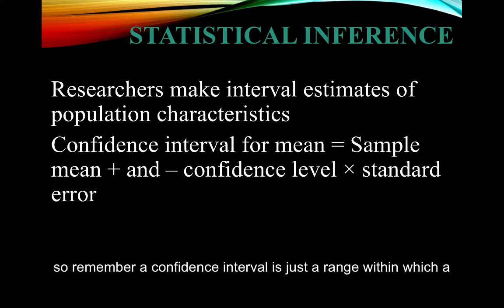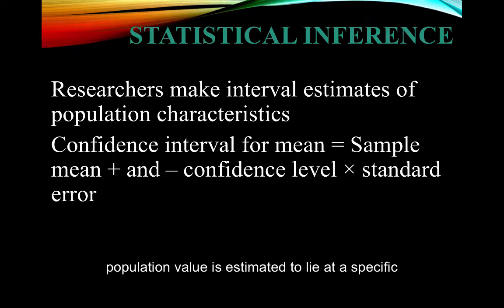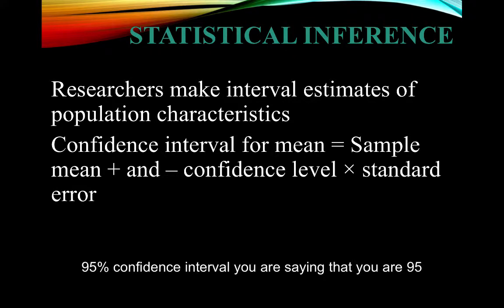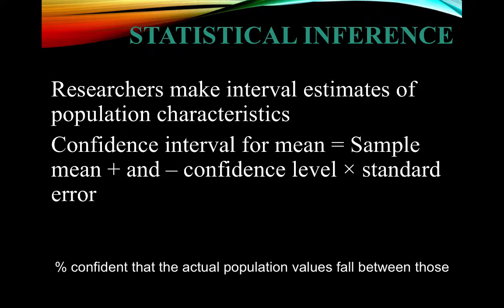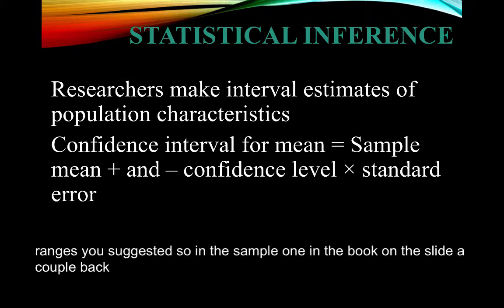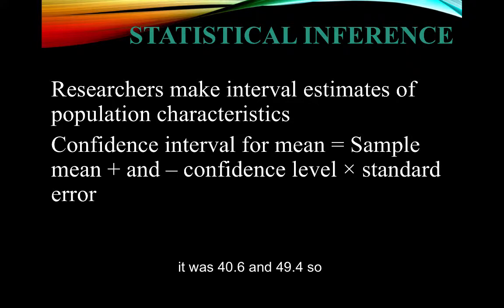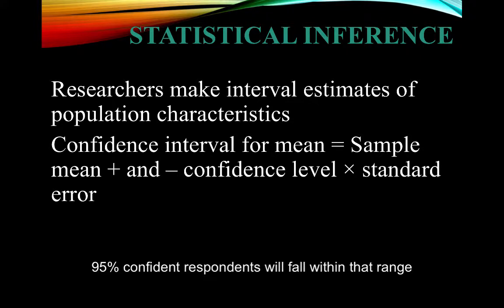So remember, a confidence interval is just a range within which a population value is estimated to lie at a specific level of confidence. So it's like saying, if you're at a 95% confidence interval, you're saying that you're 95% confident that the actual population values fall between those ranges you've suggested. So in the sample one in the book, on the slide a couple back, it was 40.6 and 49.4. So 95% confident respondents will fall within that range.